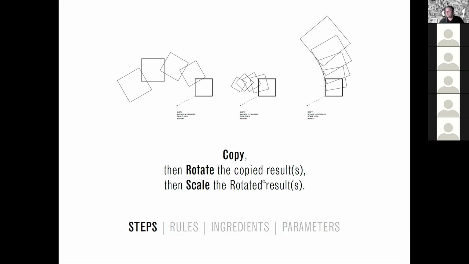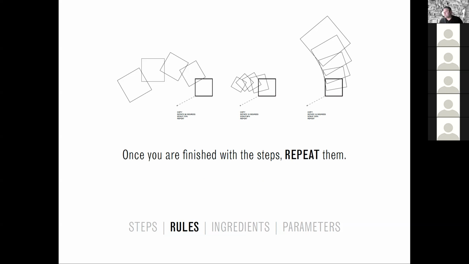The steps. First we copy, then we rotate, then we scale, right? Well, that seems pretty simple. Sometimes we have rules like, once I'm finished with these steps, repeat and loop around and perform them again. Let's say 10 times or as many times as you can until you run out of paper, or whatever those rules are, right? You can begin to set those.